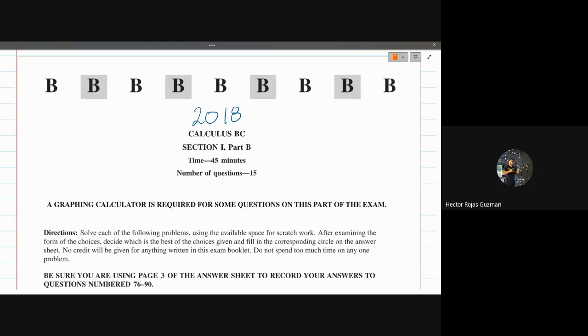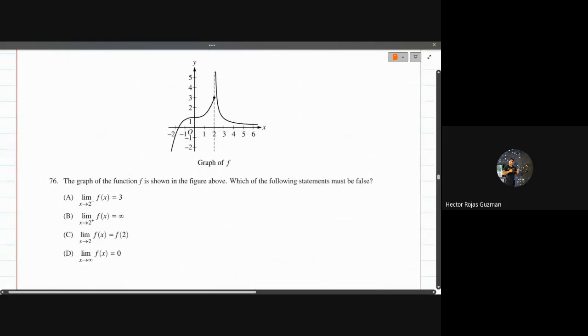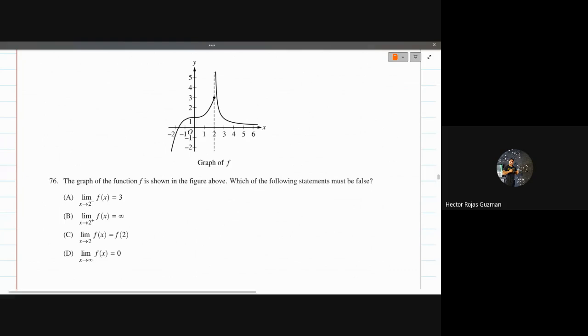Okay, get your calculator ready. Let's go ahead and start part B. Question number 76. I'm going to take every single limit question and we're going to try to answer it, prove it or disprove it.